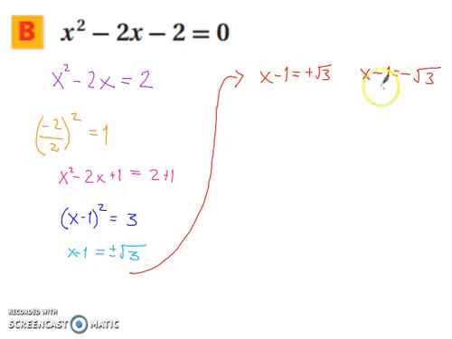So we're going to add 1 to both sides in each equation here. So we end up with x equals 1 plus the square root of 3, and x equals 1 minus the square root of 3. And that ends that problem.